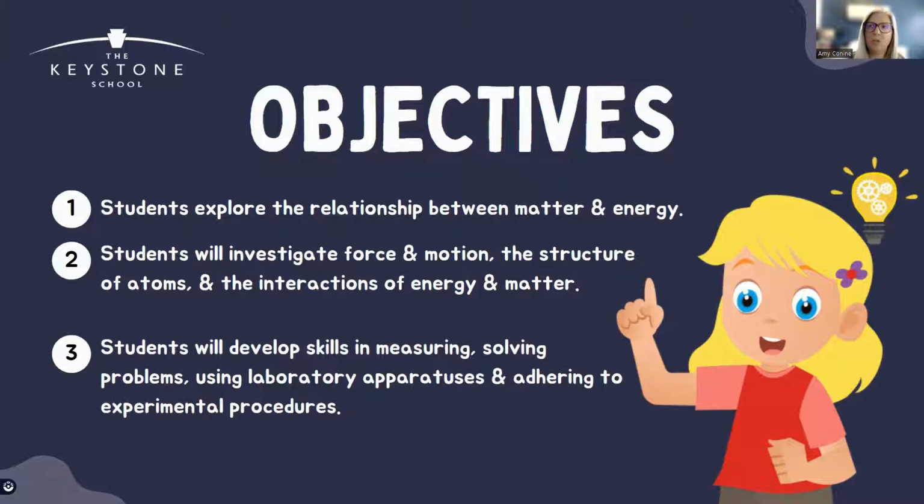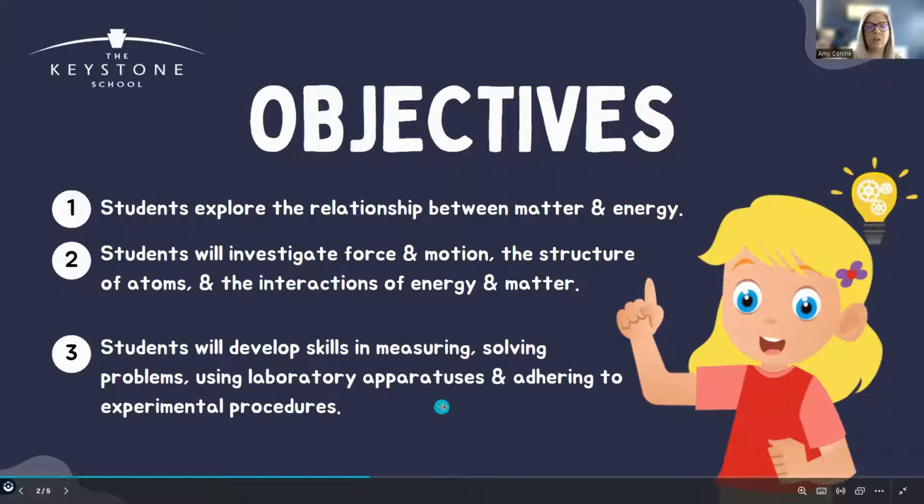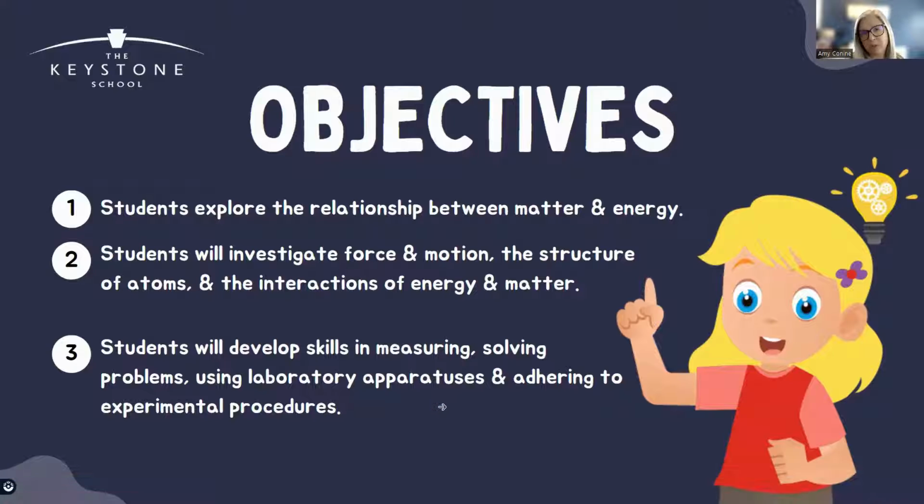So the objectives for this course that's offered by Keystone, you're going to do a multitude of things. You're going to explore the relationship between matter and energy. You're going to do some investigations with force and motion, talk about atoms, and discover different interactions with energy and matter. You're going to do problem solving, look at different laboratory apparatuses, and talk about experimental procedures. You're going to develop all those skills.